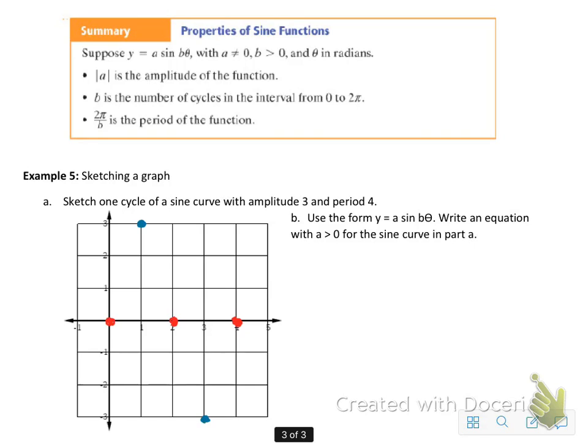Then we're going to draw the curve. It needs to be curvy. And I know I'm not good at drawing. All right, so there's one cycle of a sine curve with amplitude 3 and period 4.